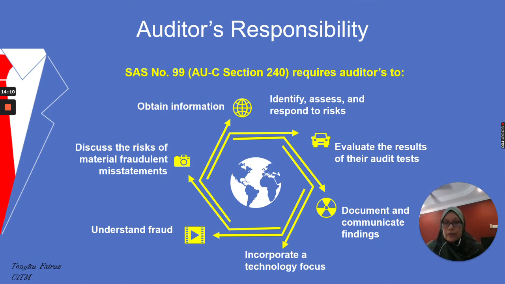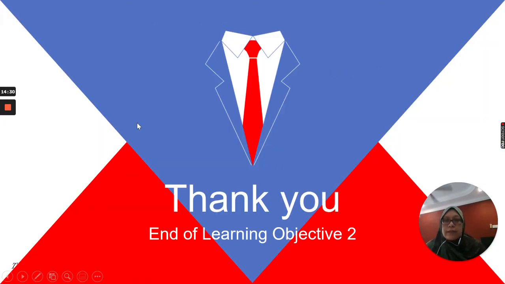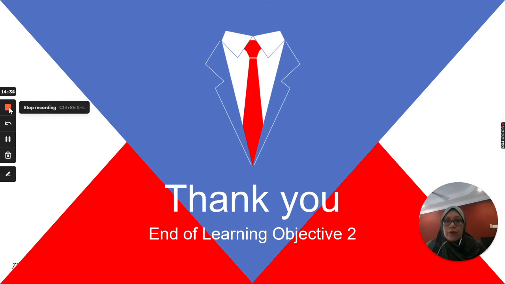So actually this one also maybe you already gone through kalau you ambil paper audit, okay, maybe you came across this SAS number 99 that is related to the auditor's responsibility to detect fraud, okay. Alright, so this is the ending of learning objective number 2. So we will continue on the next video on learning objective number 3.